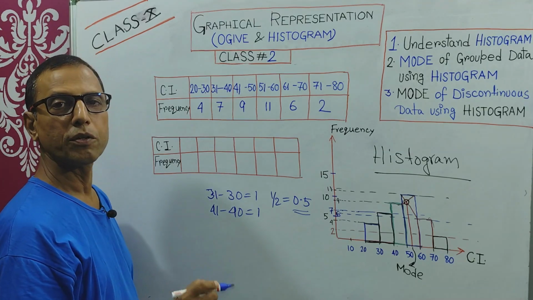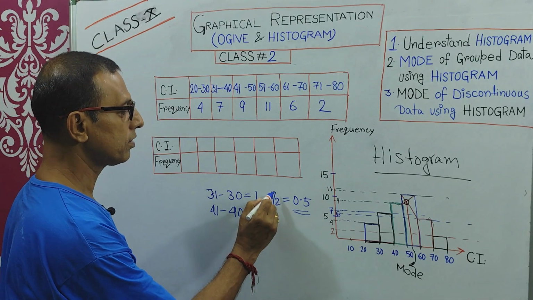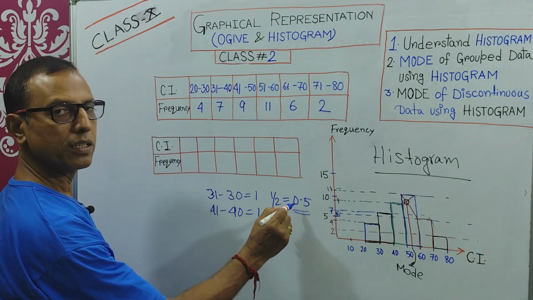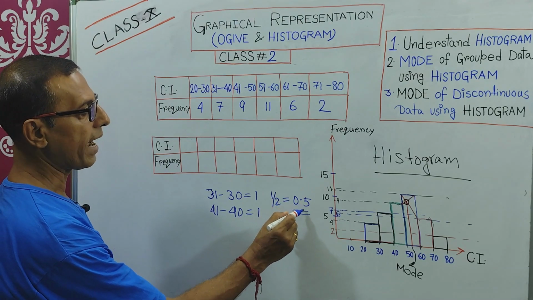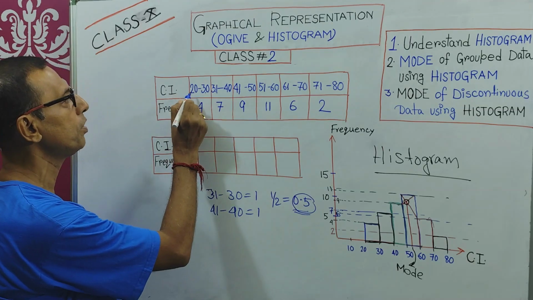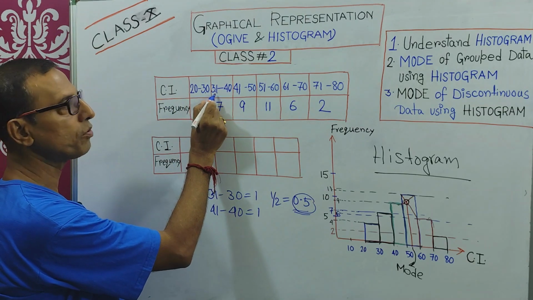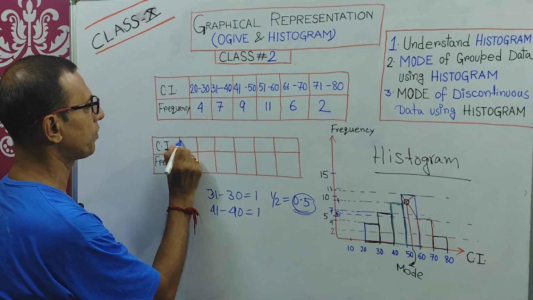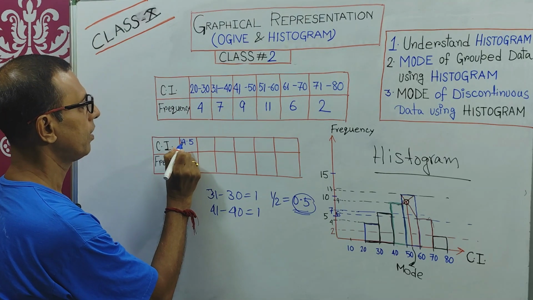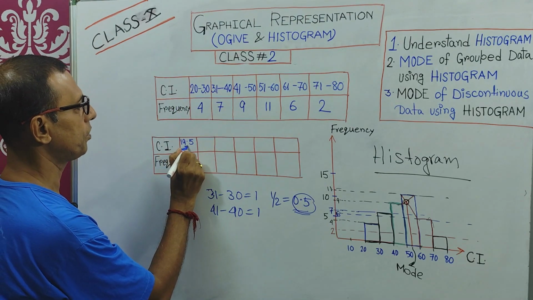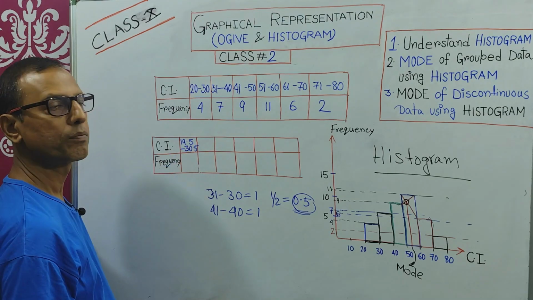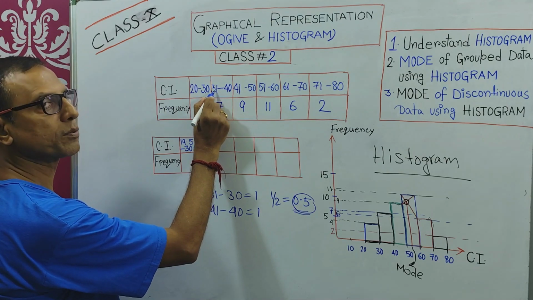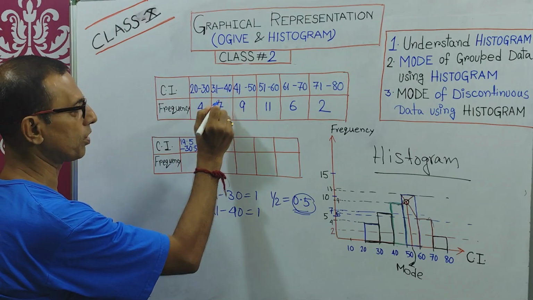In that case, you need to divide this gap into two parts. 1 by 2 means 0.5. Once you identify it, you divide that gap into two parts. That value, 0.5, you deduct from each lower bound and add to each upper bound. So how does it look? 20 minus 0.5 is 19.5, up to 30.5. For 31 and 40, 31 minus 0.5 is 30.5, and 40 plus 0.5 is 40.5.